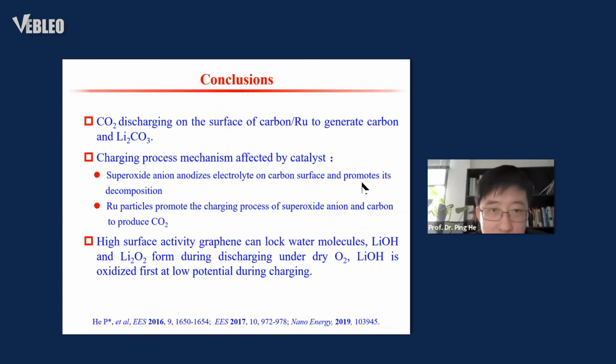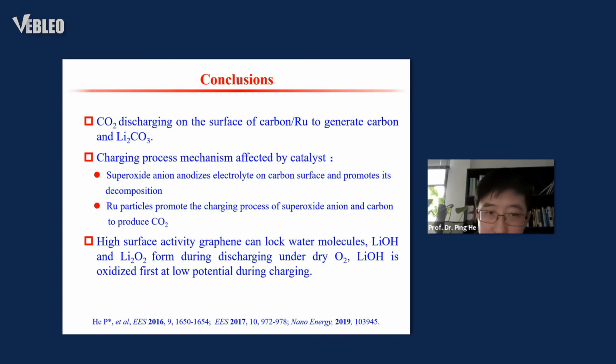So we can give the conclusion of our work. The first, carbon oxide can discharge on the surface of carbon ruthenium to generate carbon and lithium carbonate. The second, the charging process mechanism is affected by the catalyst. The superoxide anion oxidizes the electrolyte on the carbon surface and promotes its decomposition.